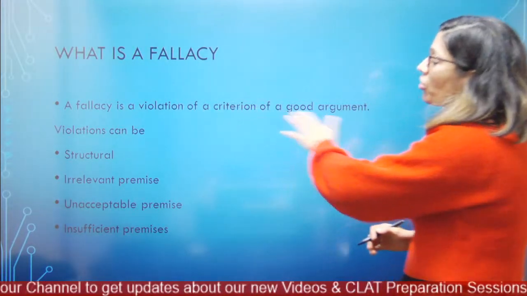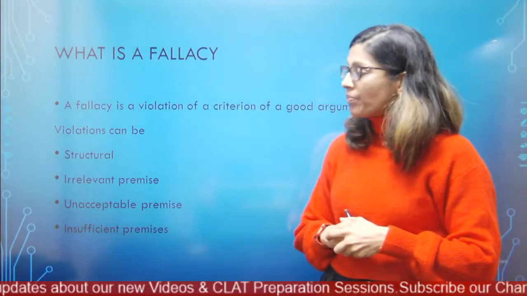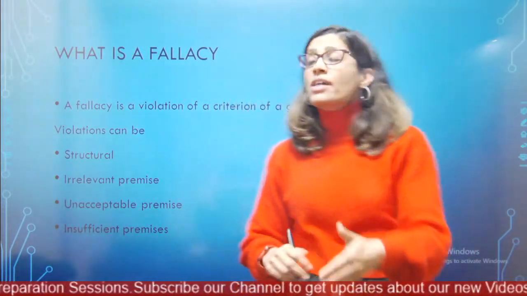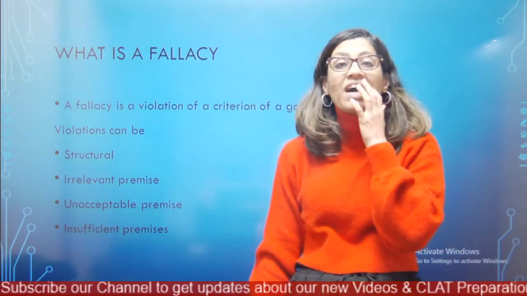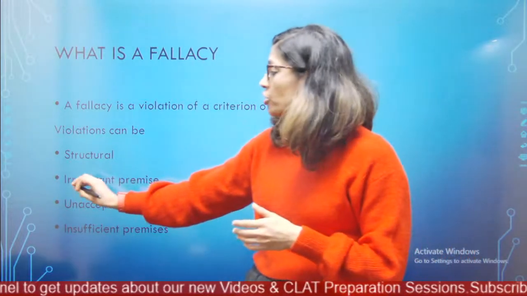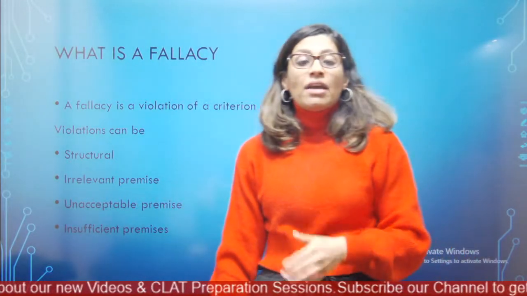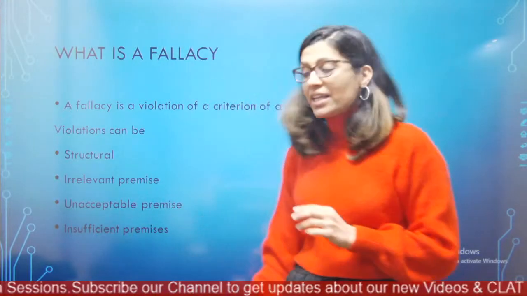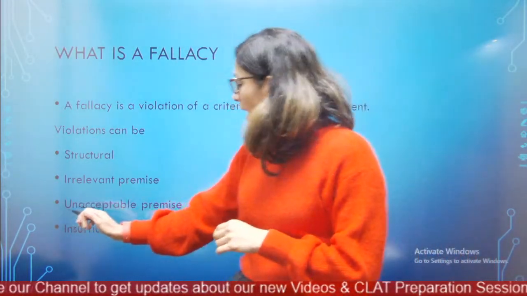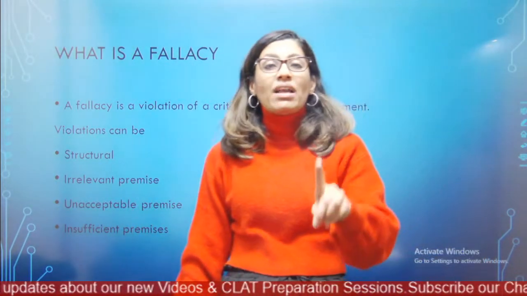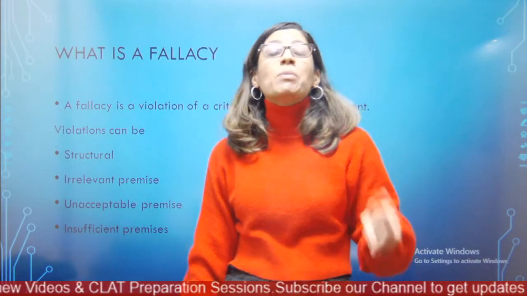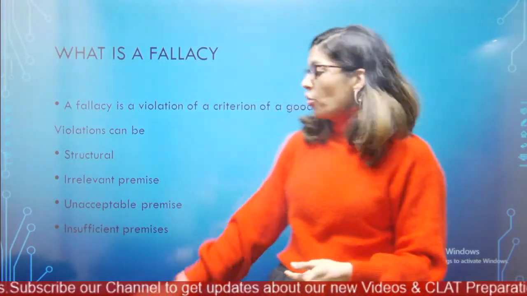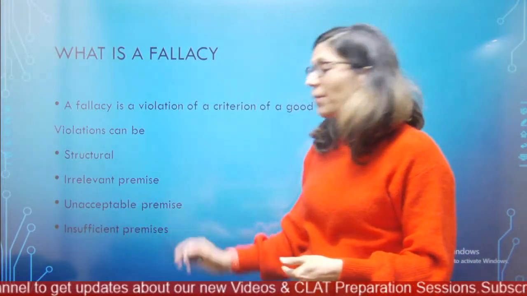Basically, it's a violation of a criteria of a good argument. So, a good argument should be structurally sound. If it isn't, then it contributes to a structural fallacy. A good argument should have relevant premises. If there are no relevant premises, then it contributes to irrelevant premises fallacies. A good argument's premises should not just be relevant but acceptable to common people. It should be understood by them. So then we have an unacceptable premise fallacy.